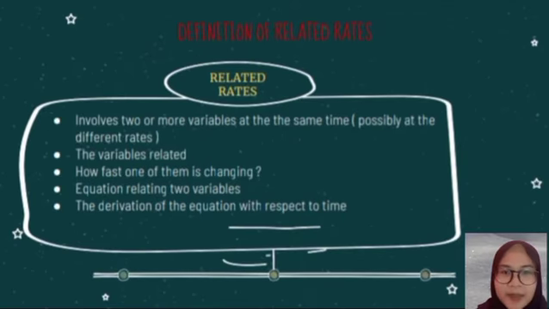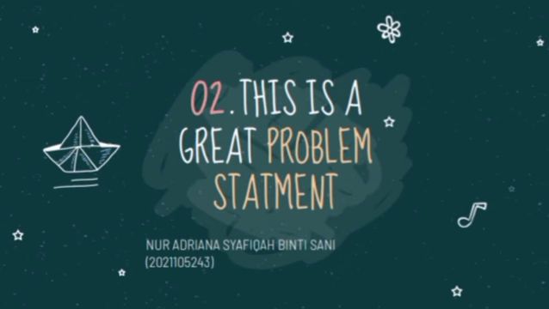What are related rates? Related rates involve 2 or more variables that change at the same time, possibly at different rates. If we know the variables are related, and how fast one of them is changing, then we can figure out how fast the other one is changing. This usually involves writing an equation relating the 2 variables and taking the derivative of the equation with respect to time. Let's see the problem statement from Adriana.